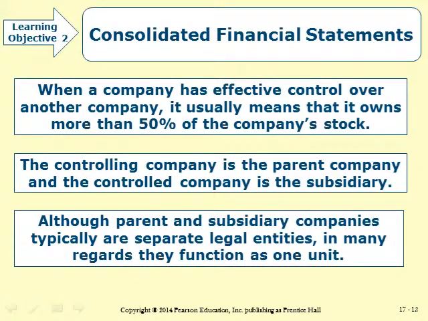So now let's consider a company that has effective control over another company. Usually this means it owns more than 50% of the company's stock. We call the controlling company a parent company and the controlled company a subsidiary. Although parent and subsidiary companies typically are separate legal entities, in many regards they function as one unit.